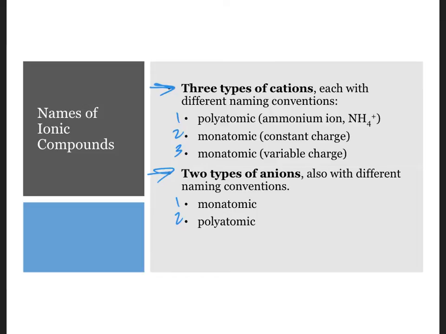Only one cation is a polyatomic ion, and that's ammonium. We also have constant charge ions and variable charge ions, each with their own rules. Anions can be monatomic or polyatomic, so keep that concepts to memorize sheet handy.